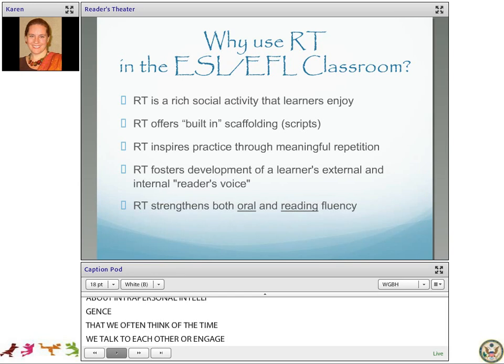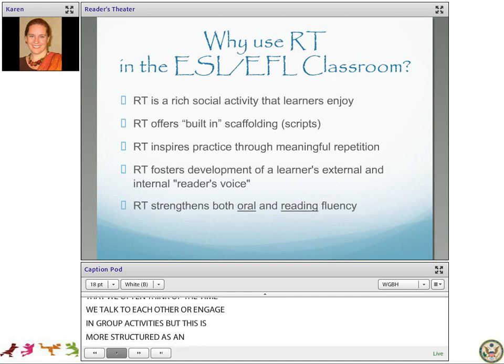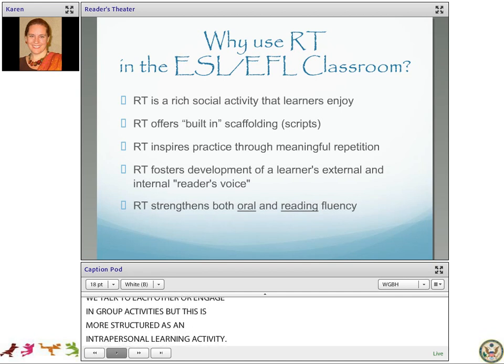Second of all, reader's theater offers built-in scaffolding. By that, I mean instructional scaffolding in the form of the scripts that the learners keep throughout the activity. So those scripts can then be marked up for pronunciation, for pausing, for intonation, and perhaps for staging, meaning where you move on the stage and so forth.